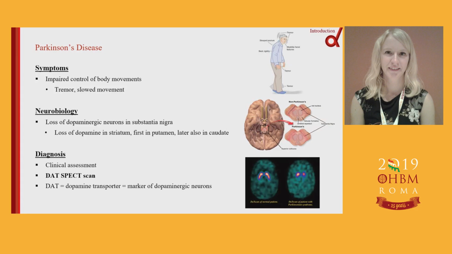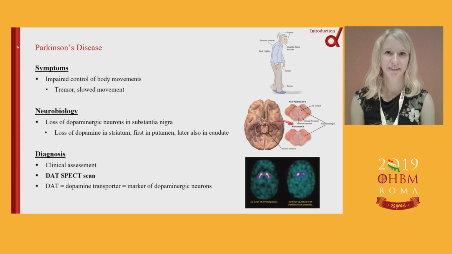The disorder is usually diagnosed using a clinical assessment, but sometimes also a DAT SPECT scan is used to aid in diagnosis. And when patients undergo such a DAT SPECT scan, they are first injected with a radioactive tracer, which binds to the dopamine transporter in the brain. The dopamine transporter is present on the presynaptic neuron, where it removes dopamine from the synaptic cleft after it has been released. And therefore, the dopamine transporter can be seen as a marker of dopaminergic neurons.